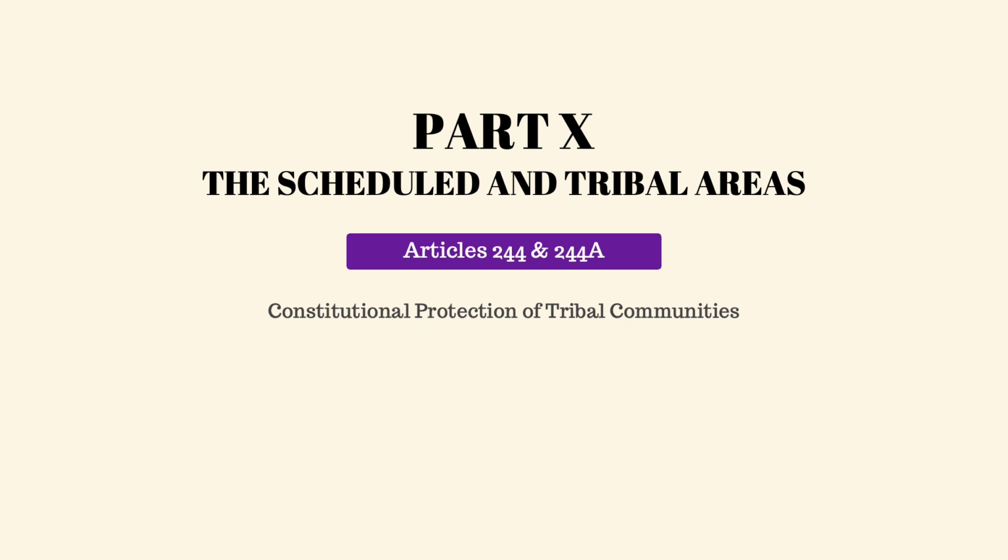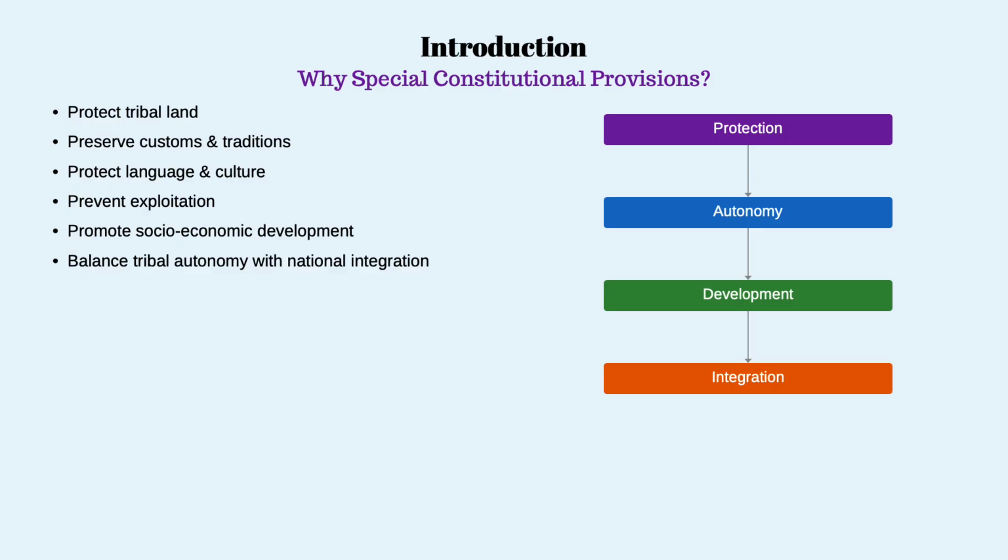Once we finish the lecture on part 10 of the Indian Constitution, you will be able to learn why this special constitutional provision has been given to the tribal areas. The name of the part 10 itself is Scheduled and Tribal Areas. It was given to the tribal areas to protect their tribal land, to preserve their customs and traditions, to protect their language and culture, to prevent exploitation of their resources, and also to promote socio-economic development and balance tribal autonomy with national integration. To be a part of India, integrated, but also to have a certain level of autonomy that protects them. That's what scheduled and tribal areas entails.